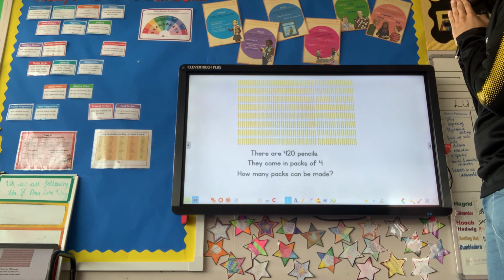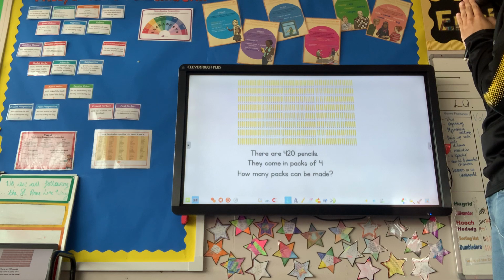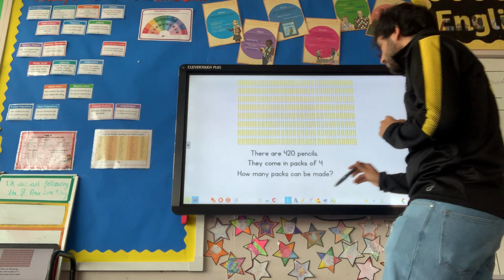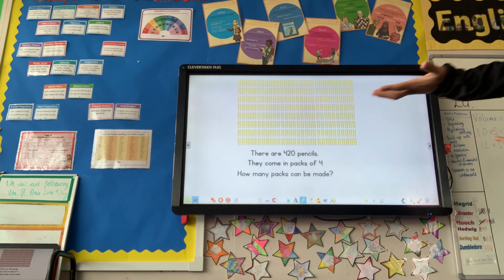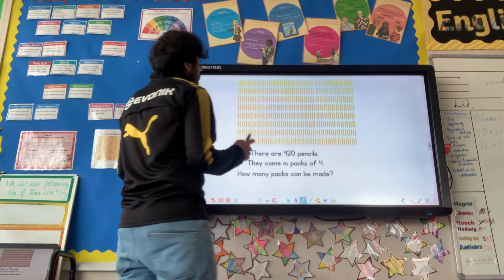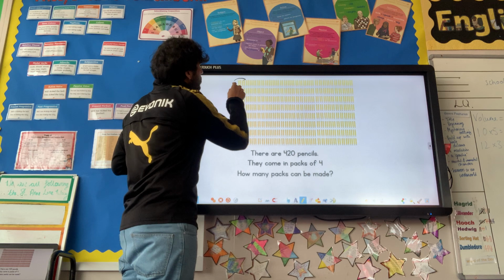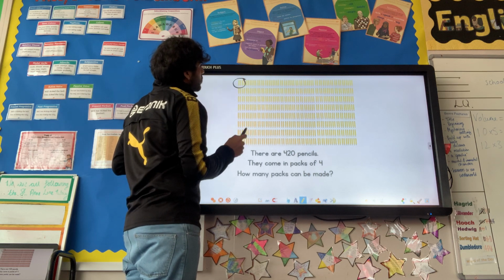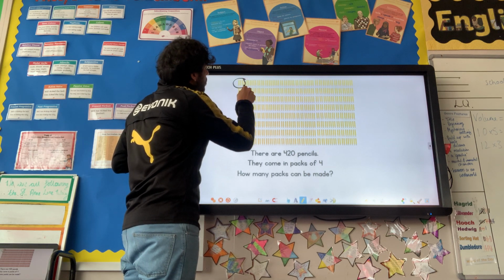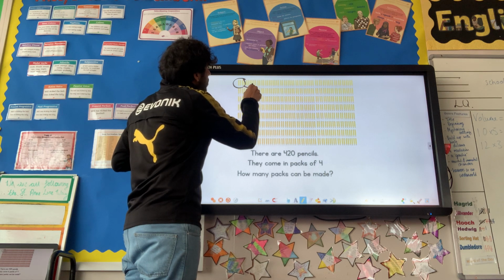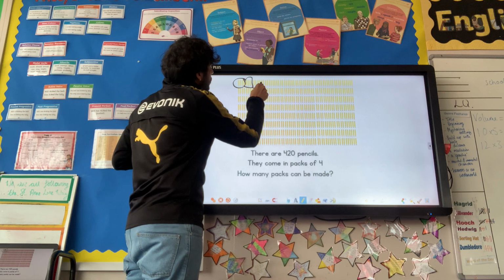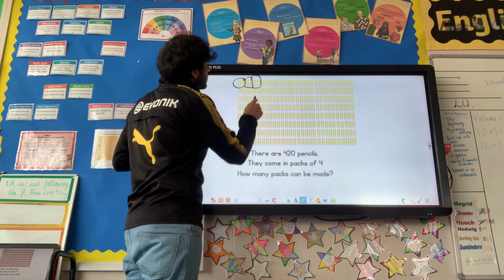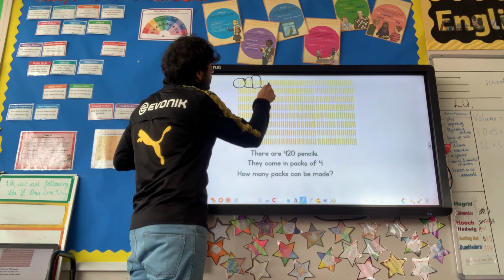Quite tricky looking at it because there's so many of them, isn't there? Let's have a go. So what I can do straight away is I know I can start grouping them. So up here I've got 4. 1, 2, 3, 4. That's one packet. Let's do another one. 1, 2, 3, 4. There's another packet. Another packet.